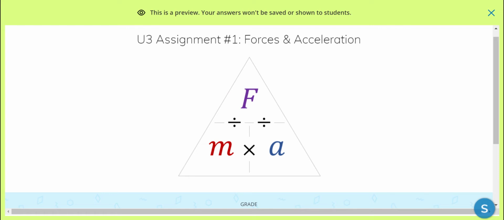But different situations might require different ways we set up the equation. So we're going to be looking at a couple different ways we can arrange the equation. This force triangle here is one of the ways we can do that. If you imagine covering up one of these variables, either the F or the M or the A, what's left is what we are going to be using and calculating with.